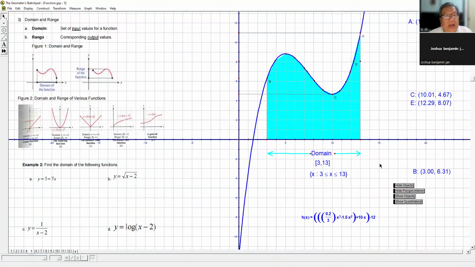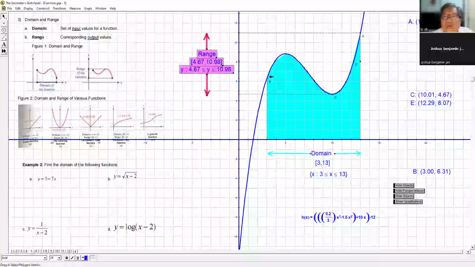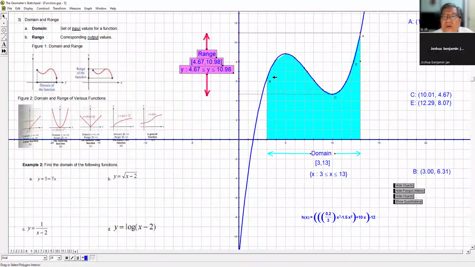Any question regarding this domain? No. You know, right? So this is my domain. Where is the range? From here until here. Show me the range. The range for this curve, the range is not from here until here.